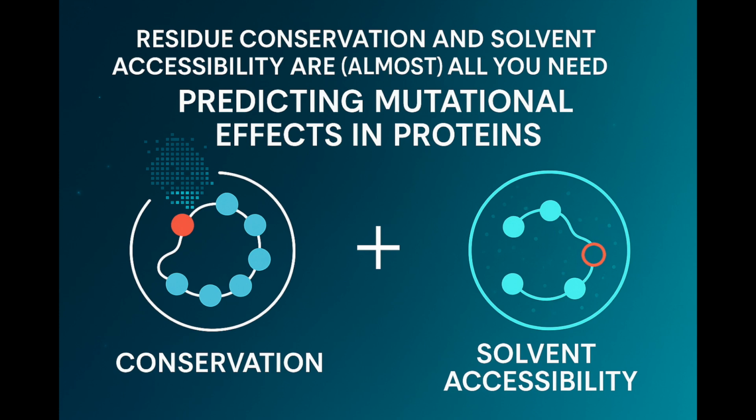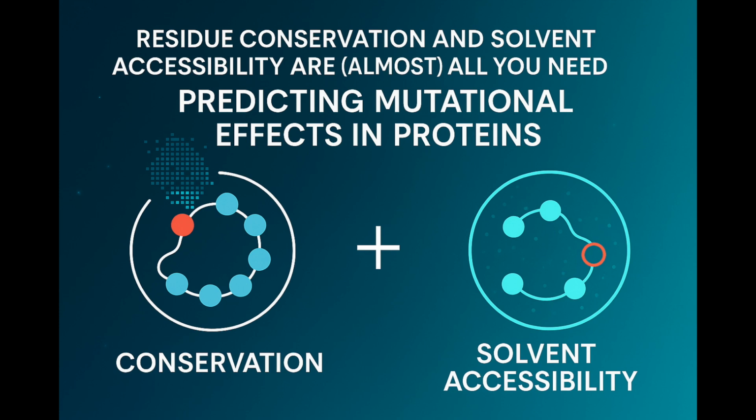Limitations mentioned? Yeah, the sources acknowledge it's simplified. It assumes, for instance, that mutations on the surface, 100% RSA, have zero effect, which isn't always true. And it completely ignores epistasis, how mutations interact with each other. Right. Context matters. But even ignoring those complexities, it still performs surprisingly well, which really underlines how important those basic evolutionary and structural factors are for single mutations.